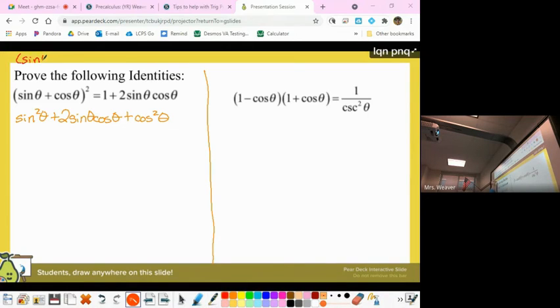Then go ahead and just write it out twice. Sine theta plus cosine theta times sine theta plus cosine theta. Because that's what squaring means. It just means two of them multiplied together. And then just go ahead and FOIL that out or distribute. Sine theta times sine theta is sine squared theta. Sine theta times cosine theta plus another cosine theta times sine theta. Remember, multiplication is also commutative. So sine theta times cosine theta is the same as cosine theta times sine theta. So that gives us 2 sine theta cosine theta. And then that last cosine theta times cosine theta gives us cosine squared theta. So that's my first step, just squaring that binomial.